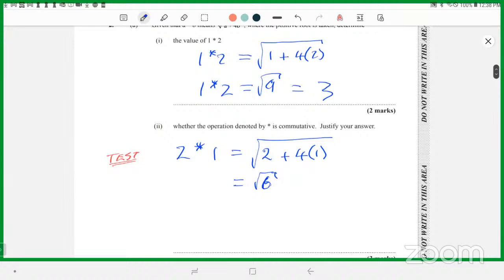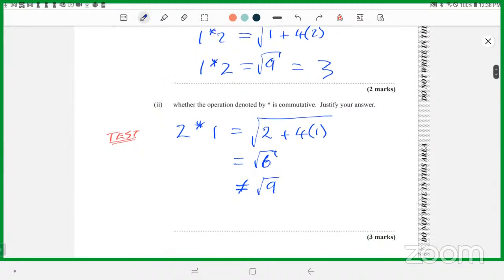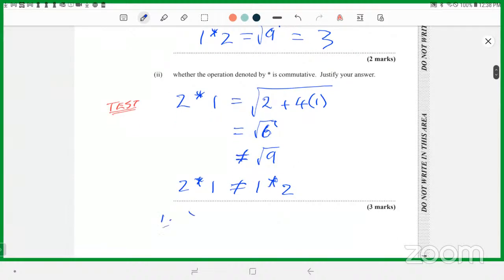So we can write that it is not equal to the square root of 9 that we had up here. They're not giving the same value. So it means that 2 star 1 is not equal to 1 star 2. Therefore, star is not commutative, because when you reverse the order of the values, you're not getting the same thing. And that is it.